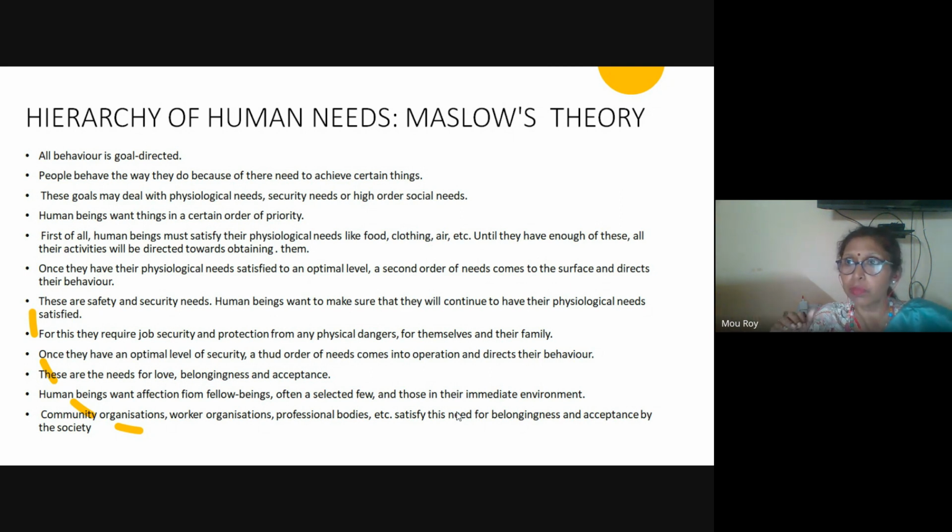Once they have an optimum level of security, the third order of needs comes into operation and directs their behavior. These are the needs for love, belongingness and acceptance. Human beings want affection from whom? From fellow beings. That is my team. In the family, you need cooperation from your family members. Similarly, in society also, you need the same, and also from the organization you work for, your working environment. You should have free affection from your fellow beings. You have to build a positive cultural environment. Community organizations, worker organizations, professional bodies, etc. need to satisfy this need for belongingness and acceptance by the society.